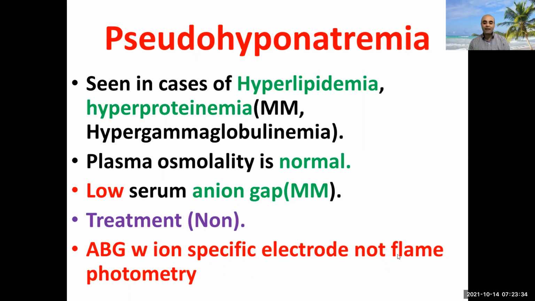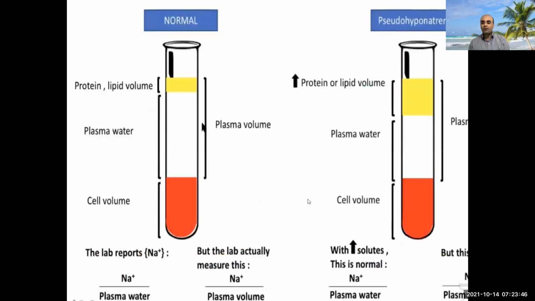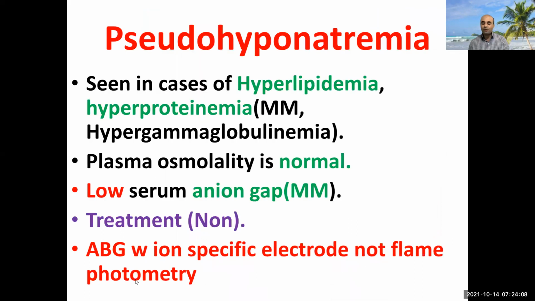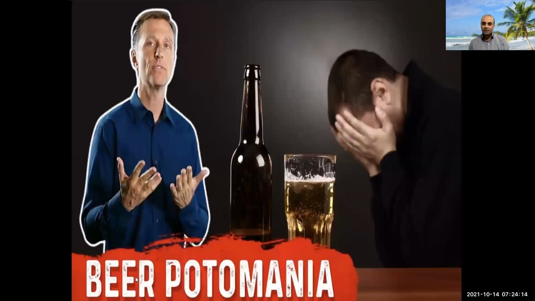This ion is not flame photometry. Flame photometry will give you this wrong reading of hyponatremia. Ion specific electrode will detect the sodium in this amount of plasma water, not all the plasma volume. With the ion specific electrode, you can do EBG to be clear what is the actual sodium in your body. If you measure this total plasma volume by flame photometry, it will give you a wrong result of pseudo hyponatremia. I hope that's clear.